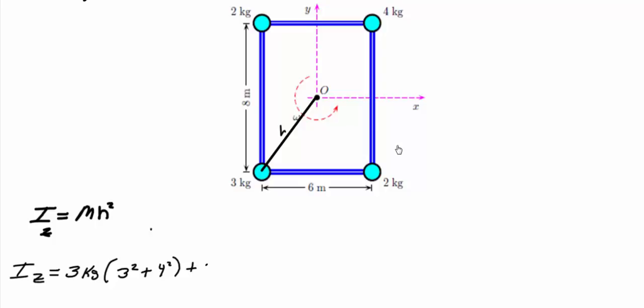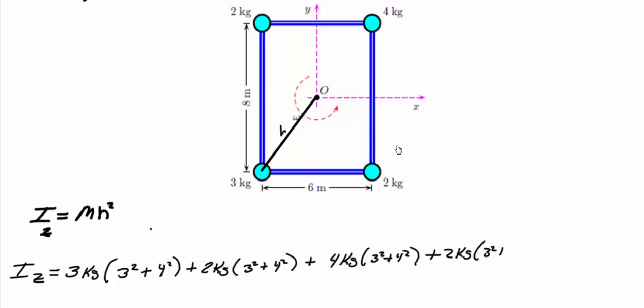We'll go to the 2 kilograms. We have 2 kilograms times 3 squared plus 4 squared, plus 4 kilograms times 3 squared plus 4 squared, plus 2 kilograms times 3 squared plus 4 squared. When we do that, that gives us a value of 275 kilograms meters squared. And that will be the moment of inertia of that section.